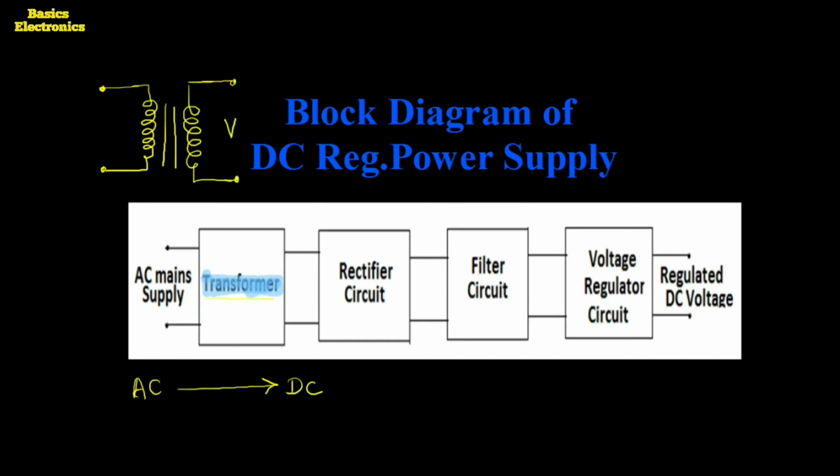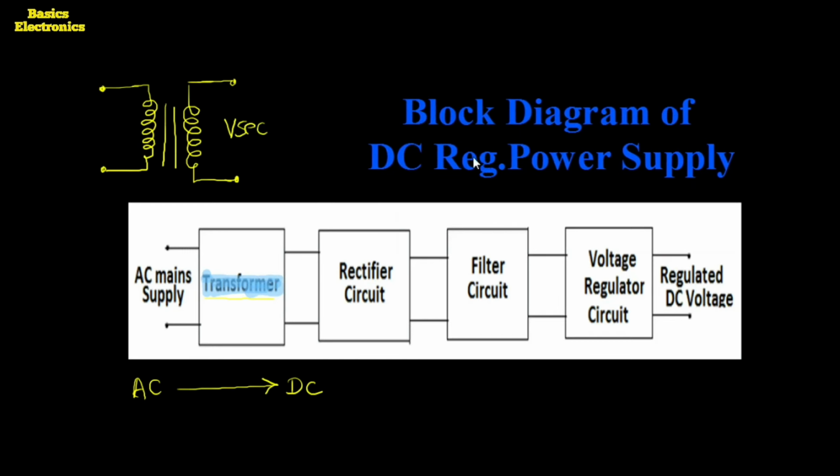DC regulated power supply. The voltage between these two terminals we call the secondary voltage, and the input voltage to the transformer we call the primary voltage, V primary. Depending on the number of turns of the secondary and primary windings, we get the secondary voltage. Various types of transformers are available, but here we generally use one particular transformer.